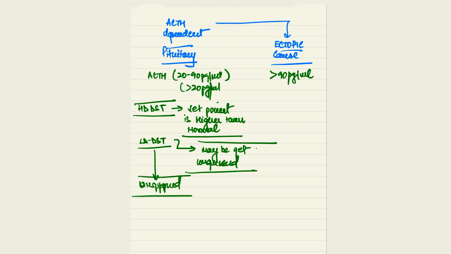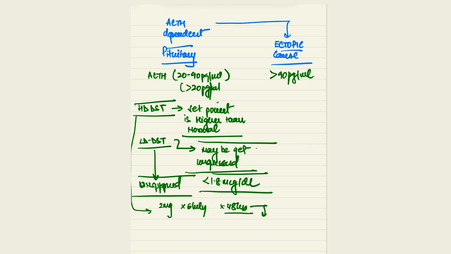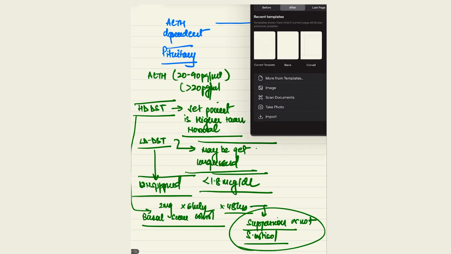Because a low dose steroid or DEXA is not going to have a negative feedback in order to suppress the cortisol production to less than 1.8 microgram per deciliter. But in case of Cushing's disease, since this set point is higher, at a high dose of DEXA suppression test, which is 2 milligram every 6 hourly for 48 hours, we again go for this suppression or not by testing serum cortisol.